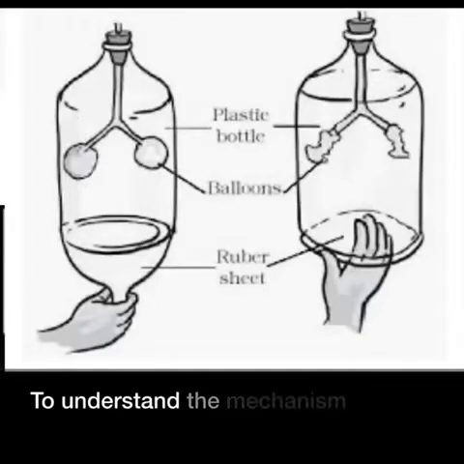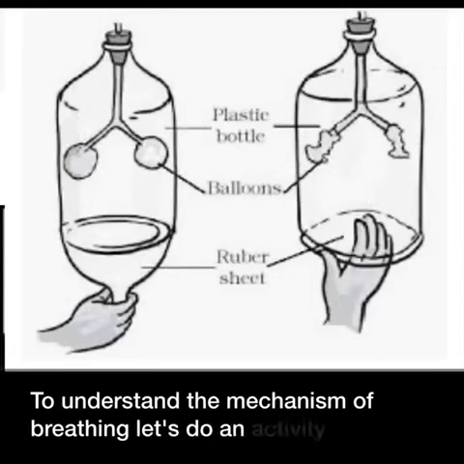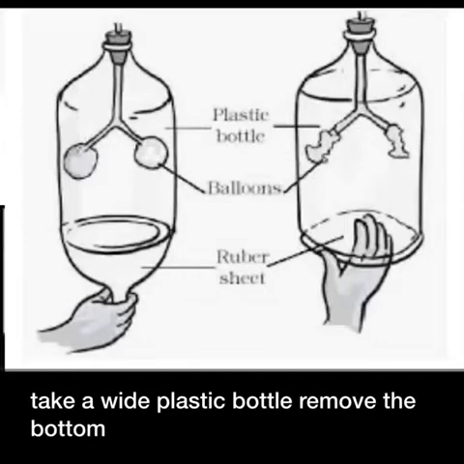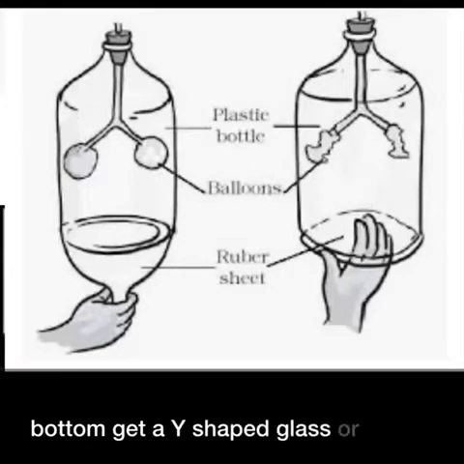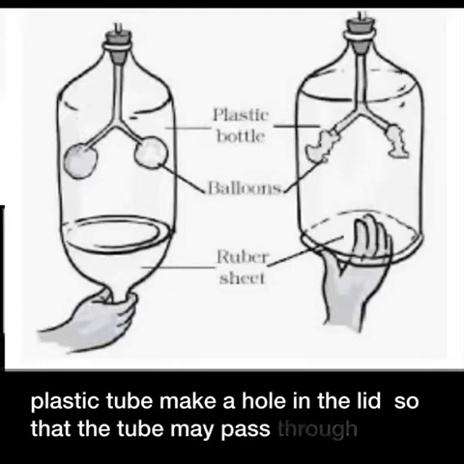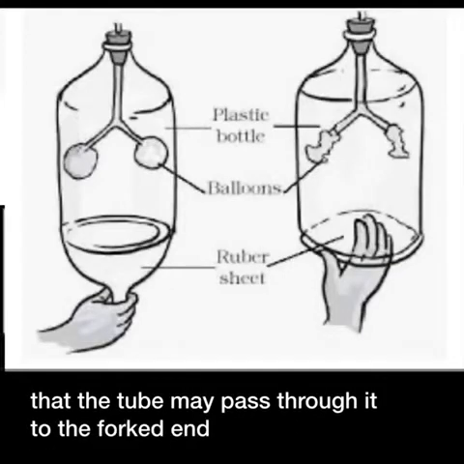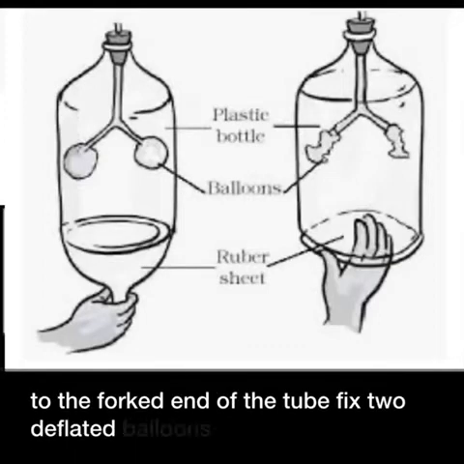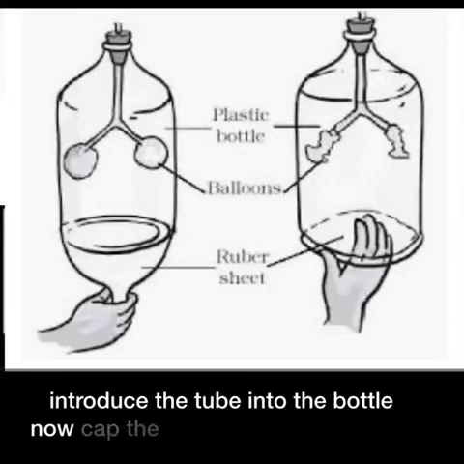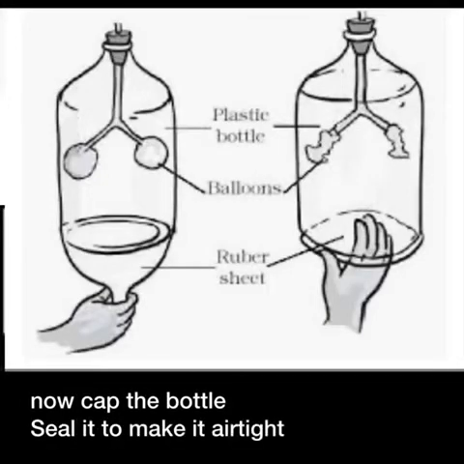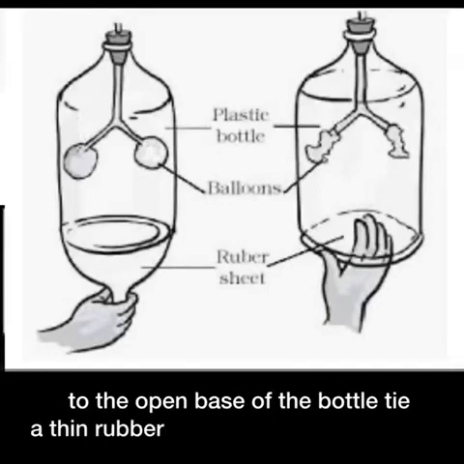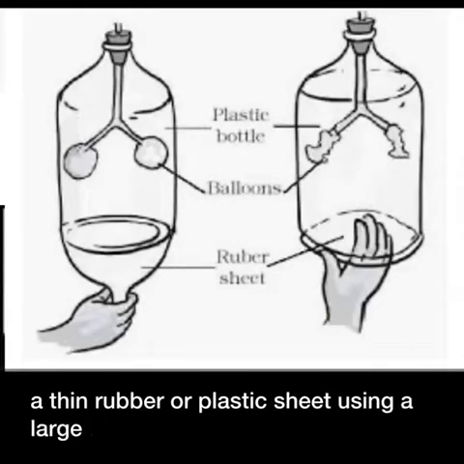To understand the mechanism of breathing, let's do an activity. Take a white plastic bottle, remove the bottom. Get a Y-shaped glass or plastic tube, make a hole in the lid so that the tube may pass through it. To the forked end of the tube, fix two deflated balloons. Introduce the tube into the bottle. Now cap the bottle. Seal it to make it airtight. To the open base of the bottle, tie a thin rubber or plastic sheet using a large rubber band.